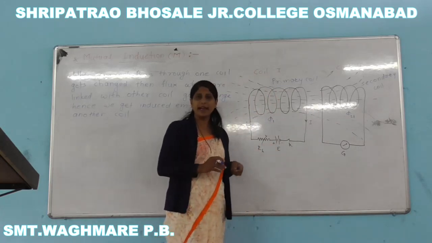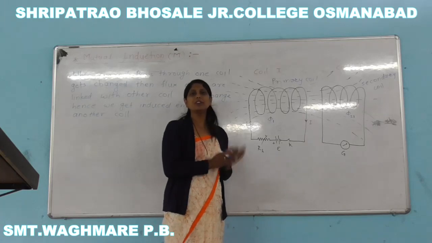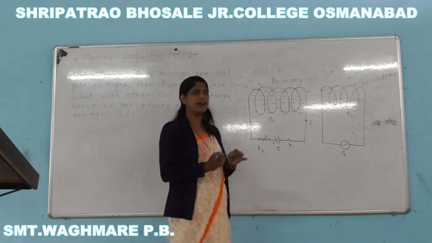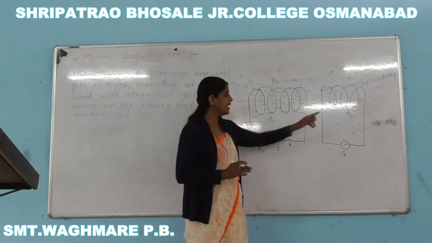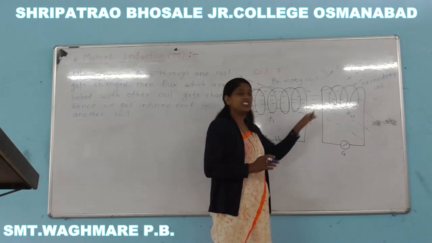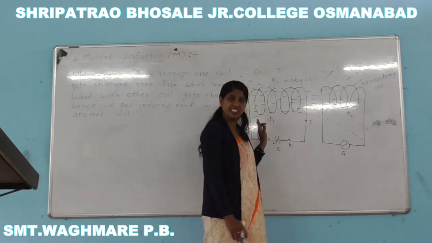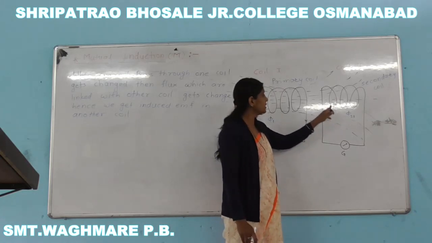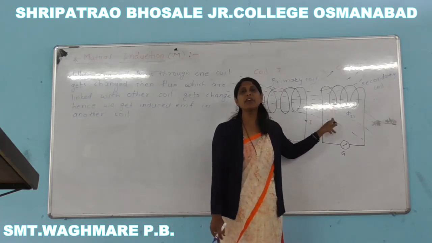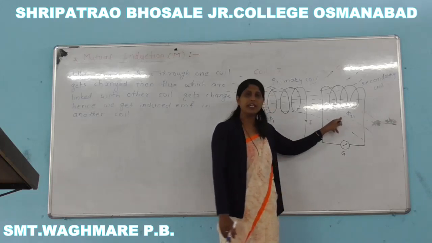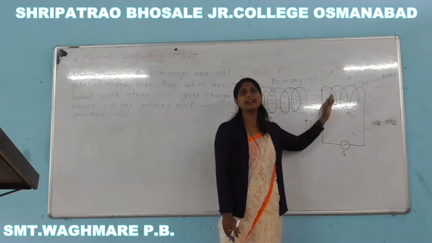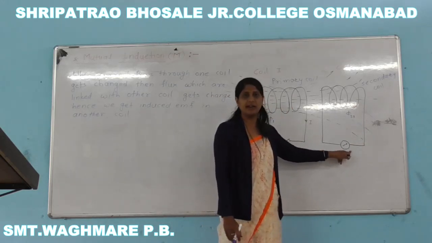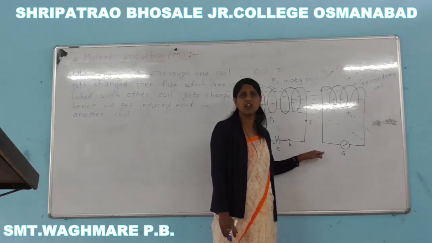And due to the change in magnetic flux, we know from Faraday's law that when there is a change in magnetic flux, an EMF is induced in the coil. Therefore, the change in current causes a change in magnetic flux, and an EMF is induced in this coil. Current flows through this coil, and this flow of current can be observed by the deflection in the galvanometer.